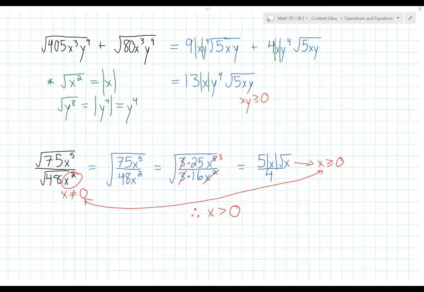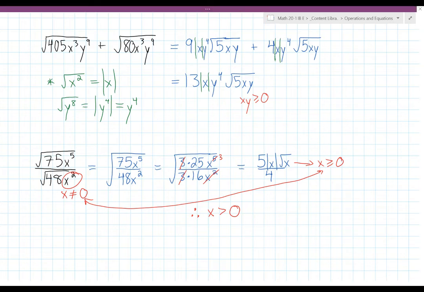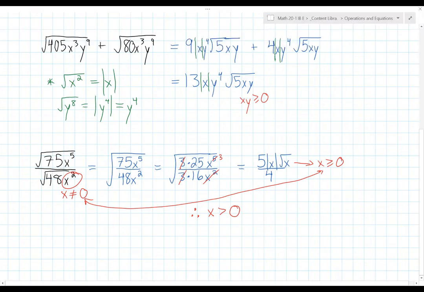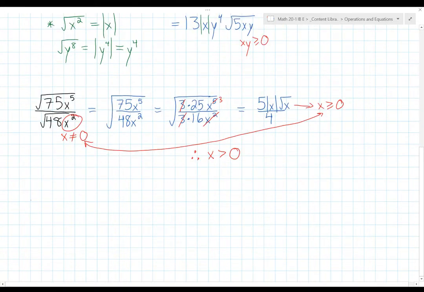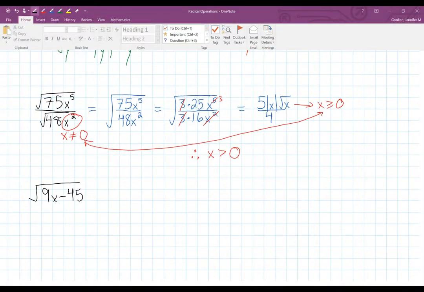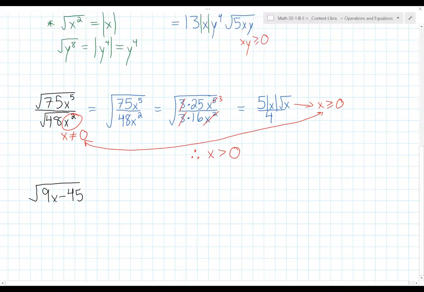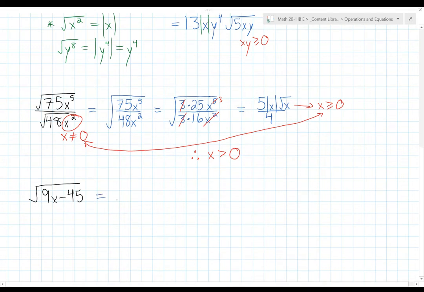These sorts of simplification rules still apply with more complicated algebraic expressions. Now, I'm going to write one that isn't really that complicated, but it is slightly more complicated in that it is no longer a monomial. So if I have the square root of 9x minus 45, it's not a monomial anymore, but I start in the same way. If I'm wanting to simplify a radical, I factor it. So I factor. 9 is a common factor, and I have x minus 5.